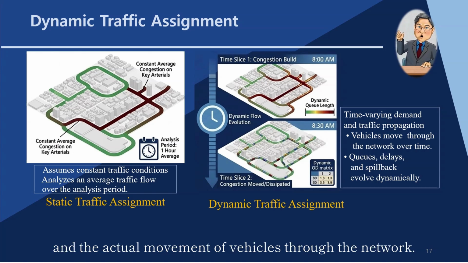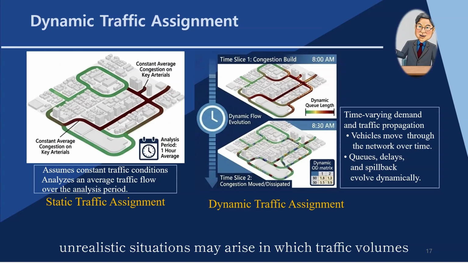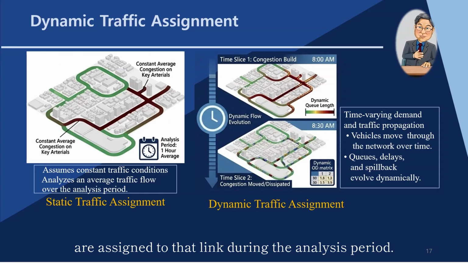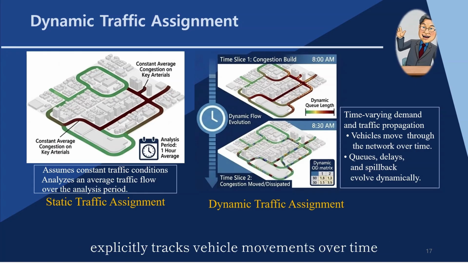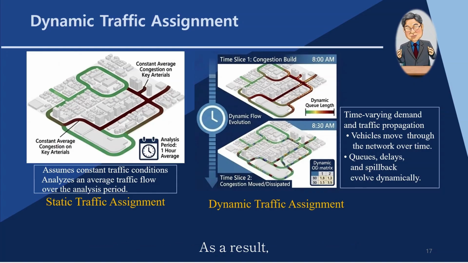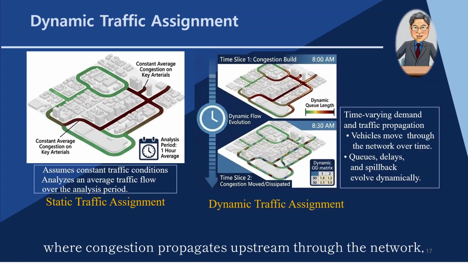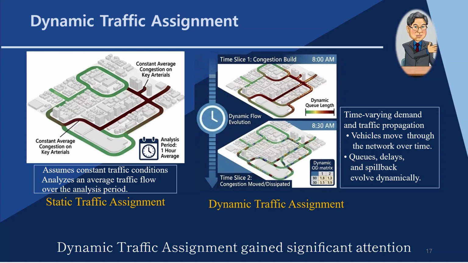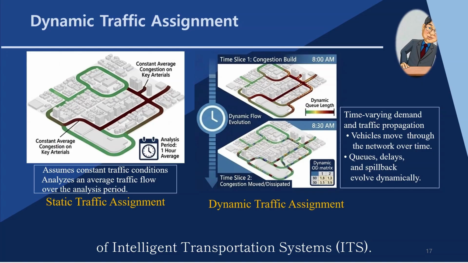Dynamic traffic assignment was developed to represent these temporal variations and the actual movements of vehicles through the network. Because time is aggregated in static assignment, unrealistic situations may arise in which traffic volumes exceeding a link's physical capacity are assigned to that link during the analysis period. In contrast, dynamic assignment explicitly tracks vehicle movements over time while respecting link capacity constraints. As a result, it realistically represents queues, delays, and spillback, where congestion propagates upstream through the network based on traffic flow theory.